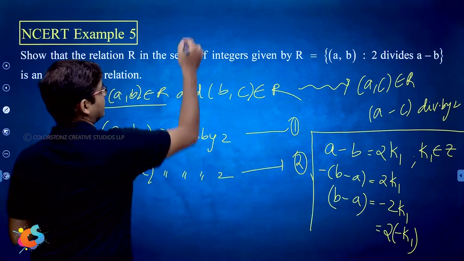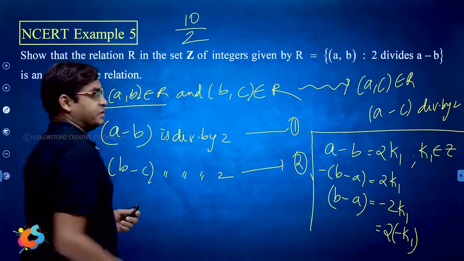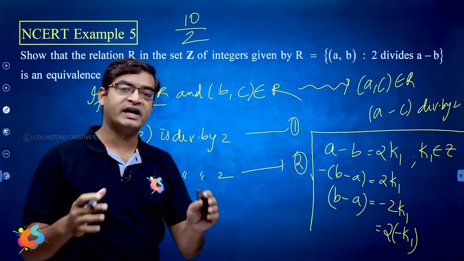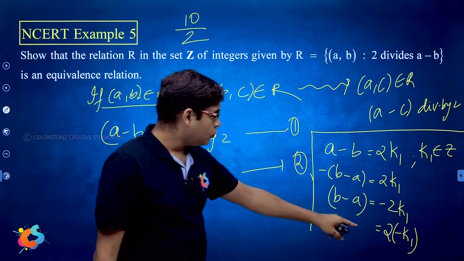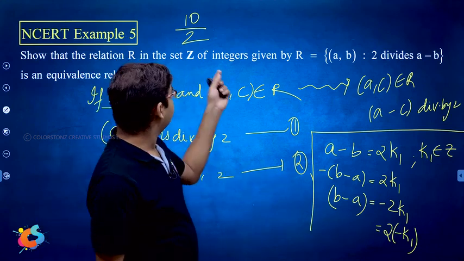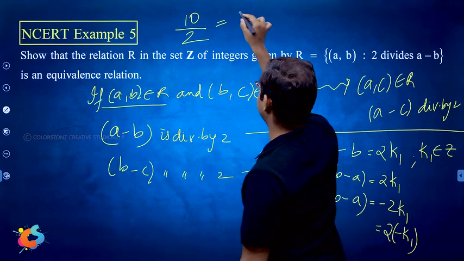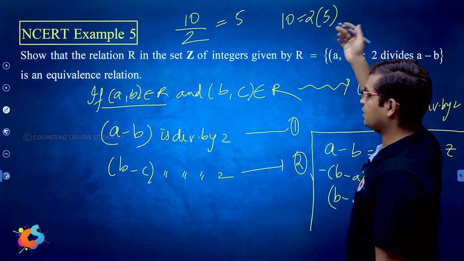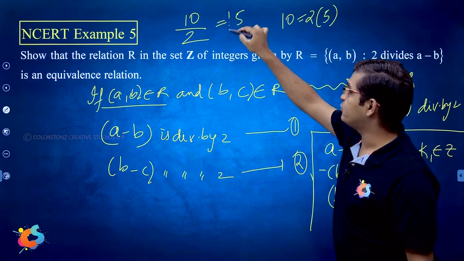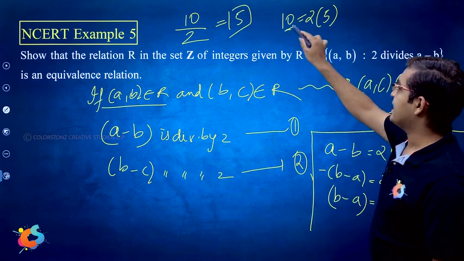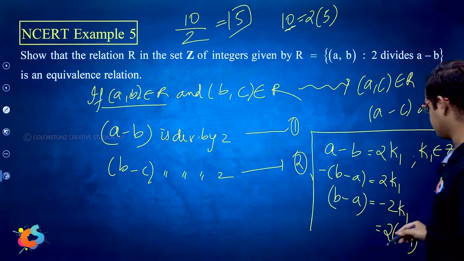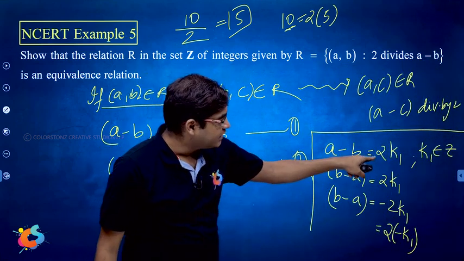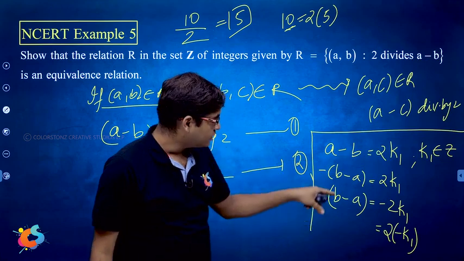Just before, we have discussed 10 is divisible by 2. Means when you divide 10 with 2, you should get an integer. So basically what we are saying, let us say this is some integer, here it is 5. So 10 can be written as 2 into some integer. Same thing, if I am saying if you divide, you should get some integer, you can write this as 2 into some integer, right? So therefore, if a minus b is divisible by 2, then a minus b can be written as 2 times some integer. Okay. Now what did I get?